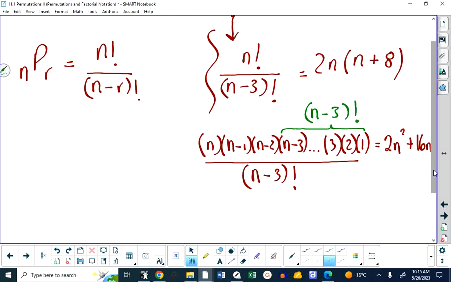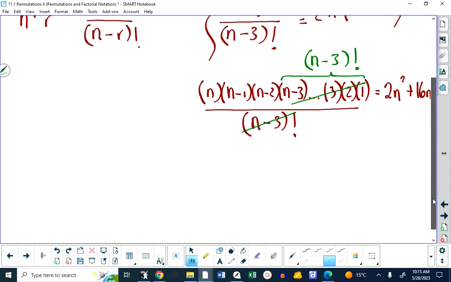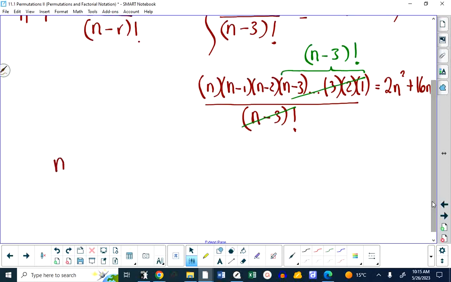Which, as I said, a smaller factorial will always be a factor of a larger factorial. Always. So these cancel. What we are left with is n times n minus 1 times n minus 2 equals 2n squared plus 16n. So we have to expand that out.